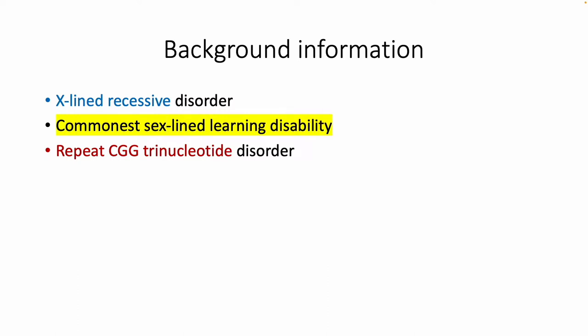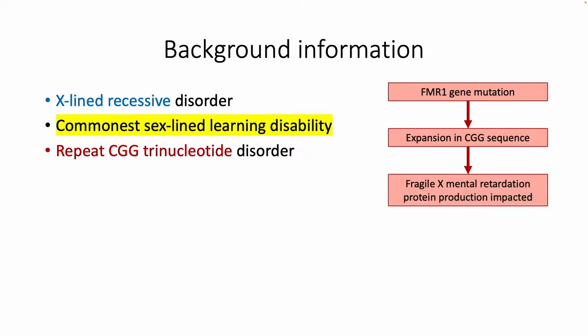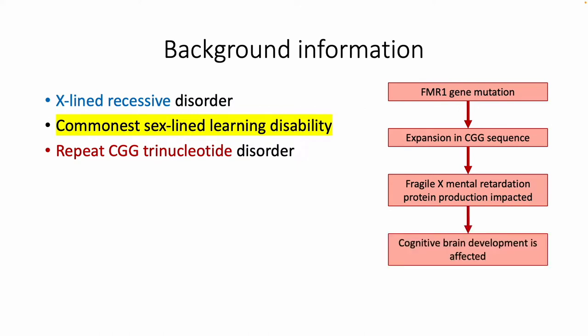In terms of its pathophysiology, there is a mutation in the Fragile X mental retardation 1 gene, also known as the FMR1 gene. And there is an expansion in the CGG sequence. So in a normal individual, there'll be less than 50 repeats of the CGG sequence, but in someone with Fragile X, there will be over 200 repeats. This leads to a decrease in the Fragile X mental retardation protein, and this has an impact on the cognitive development of the brain, which leads to the symptoms I'll be discussing later.